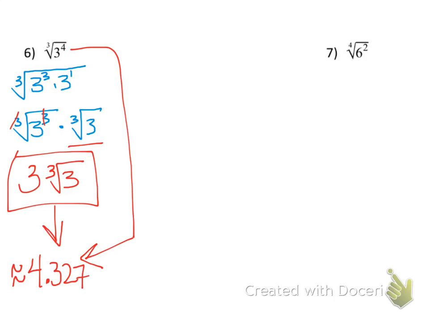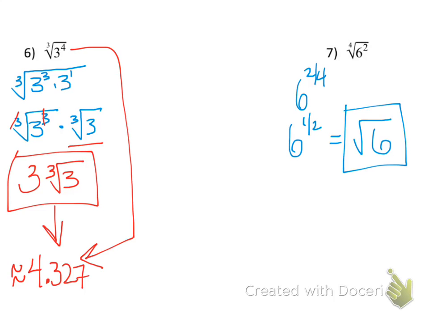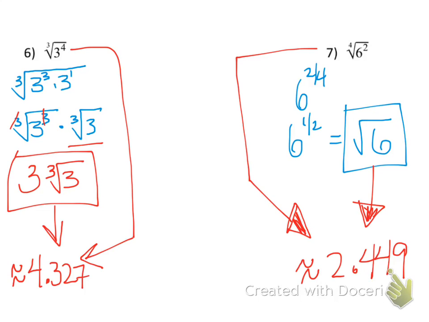Now moving on to this problem. We could rewrite it with rational exponents. 6 to the 2/4. I can simplify 2/4 to 1/2, and I could rewrite that as the square root of 6. And again, I could check both the original problem and my simplified version in my calculator, and you should get the same decimal answer.